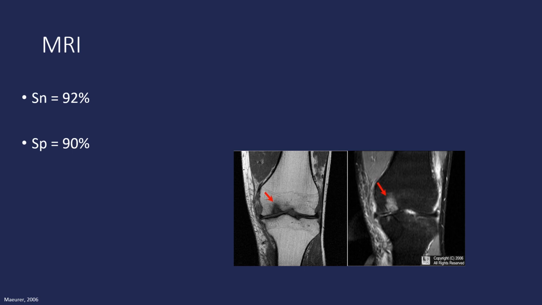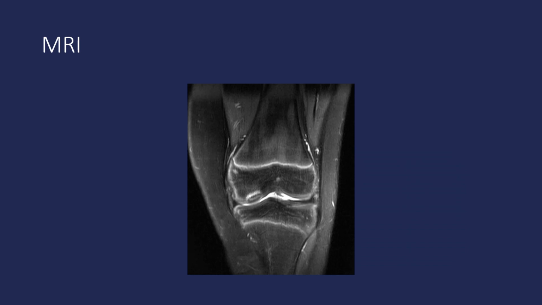MRI is the imaging modality of choice for OC lesions, with high sensitivity at 92% as well as high specificity at 90% in the detection of separation of the osteochondral fragment. This is essential in staging, which we talked about in the last slide, and thus helping to determine clinical management. Note the difference in appearance of the OC lesion of the medial femoral condyle on a T1 versus a T2 MRI.